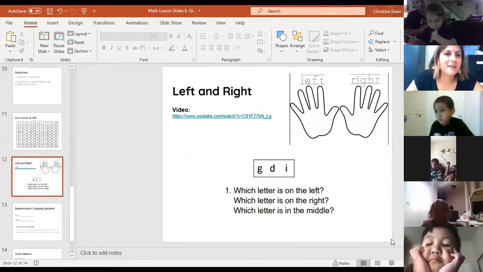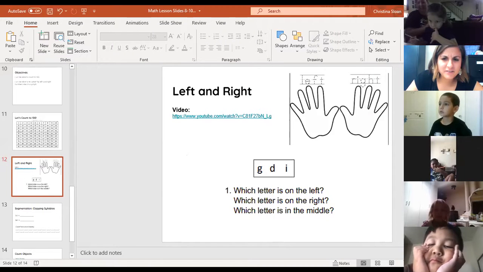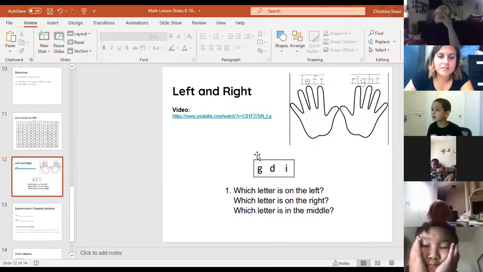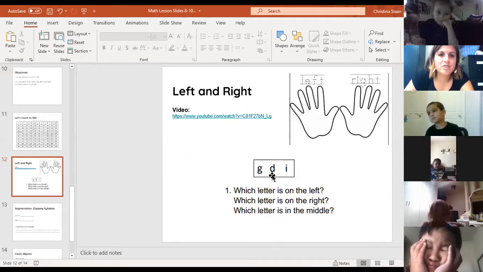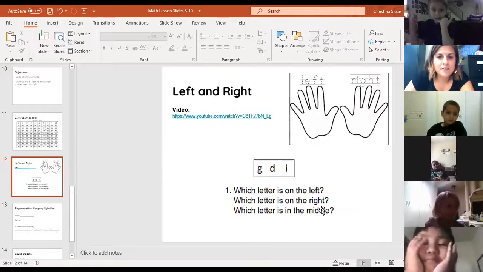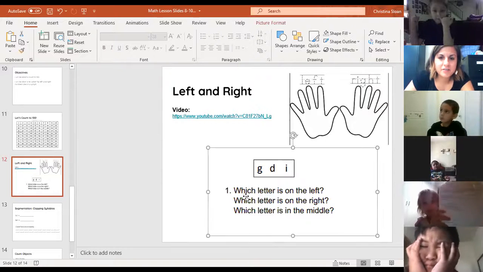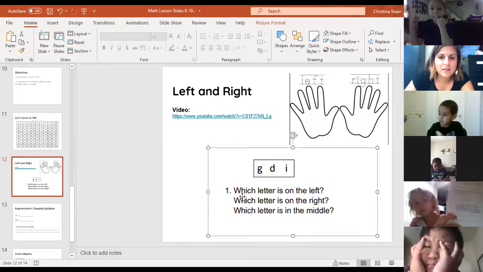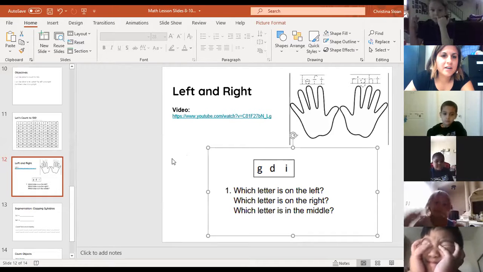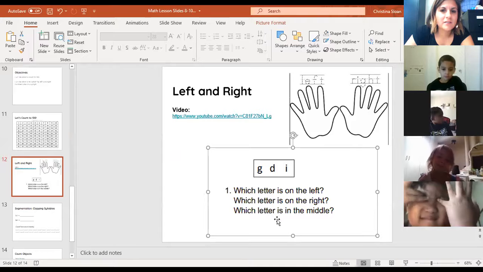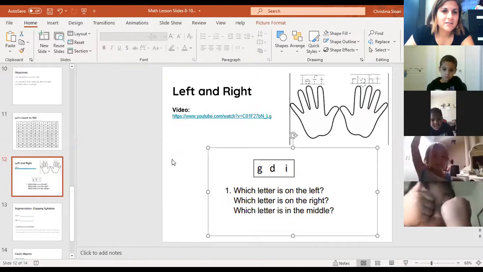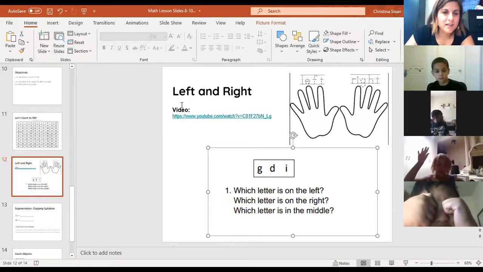All right. So we're on page 46. Is that what I said? Yep, 46. And on that page, you see something that looks like this. So we have G, D, and I. So the first thing it's asking you to do is which letter is on the left. So which letter on here is all the way to the left? Who wants to raise their hand and tell me? Let's see. Oh, I saw Phoebe's hand go up real quick.